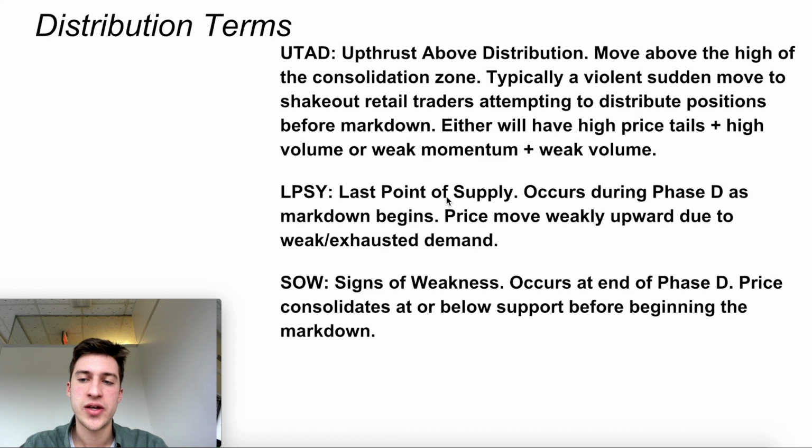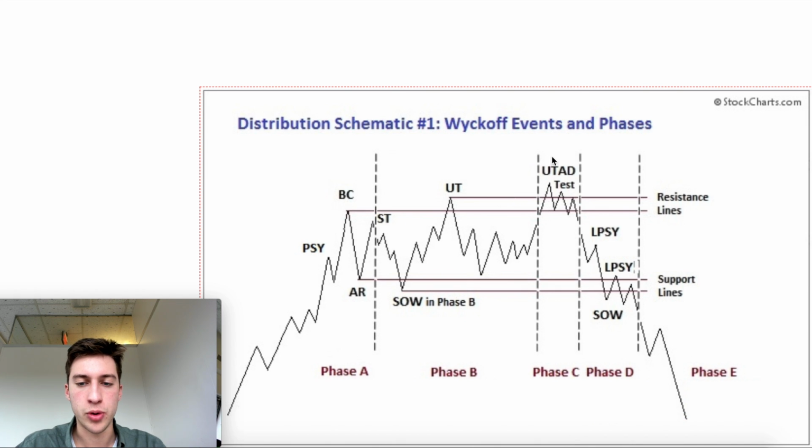consolidation structures. So this is going to be a very quick, violent move above the consolidation zone, which typically is going to have high price tails and high volume, or weak momentum and weak volume. So it's probably going to look like boom, boom, boom with a lot of high price tails, or just price struggling to make a new high and then closing right back in the trading range here. What this is going to do is anyone who is trying to short again after here or trying to sell again here is just going to be convinced that the market's going to continue moving upward.